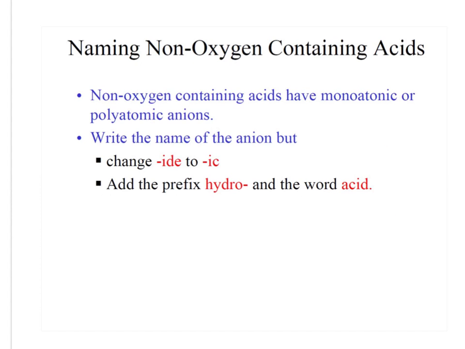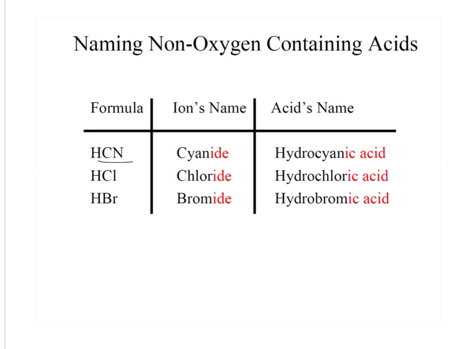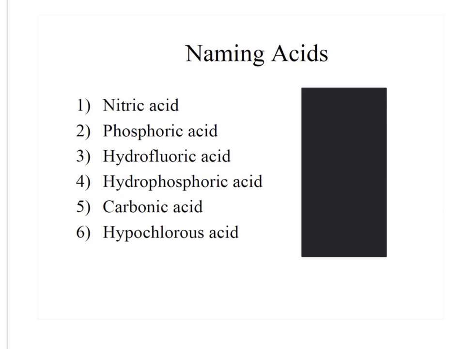Okay, if you don't have an oxygen, then you add hydro-, whatever the element is, change -ide to -ic, and then add acid. So this is the cyanide ion, -ide, hydrocyanic acid. Chlorine, hydrochloric acid. Bromine, hydrobromic acid. All right, so name these, pause the video, check your answers.